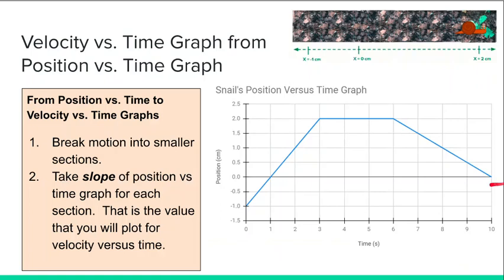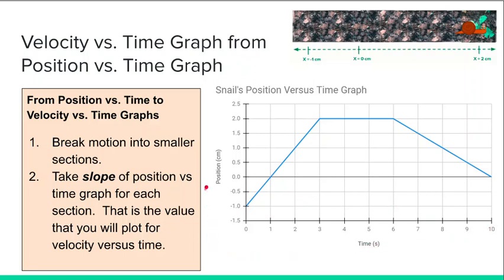So to take this position versus time graph and come up with the velocity versus time graph for it, there's 2 steps we're going to follow. First, we're going to break the motion into smaller sections. Since there's 3 clear sections for the snail, there's from 0 to 3 seconds, there's from 3 to 6 seconds, and there's from 6 to 10 seconds. Those are going to be our small sections that we're going to look at separately.